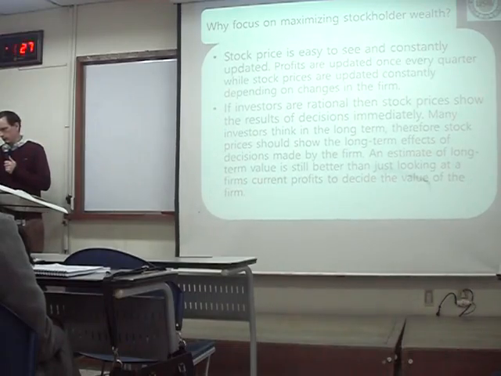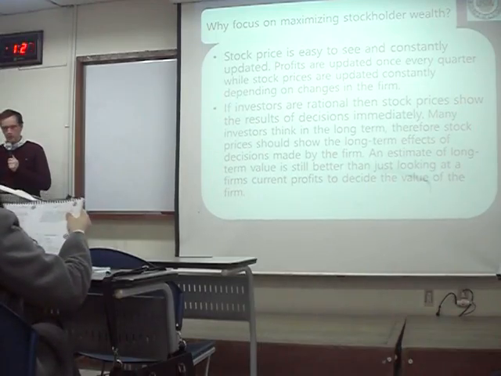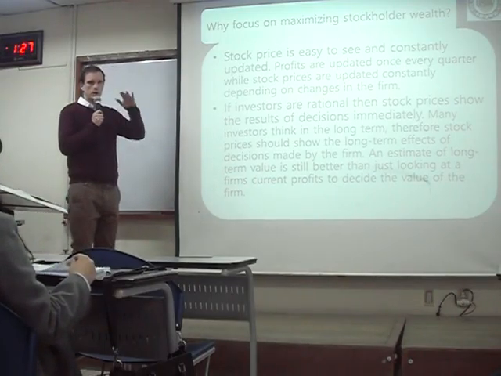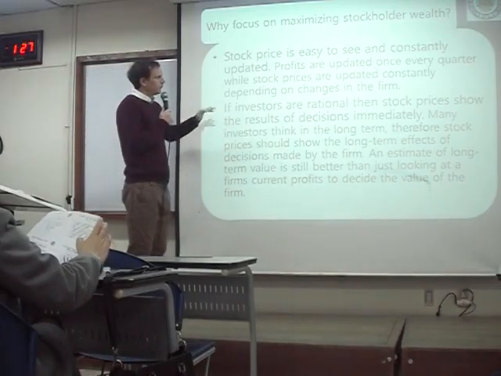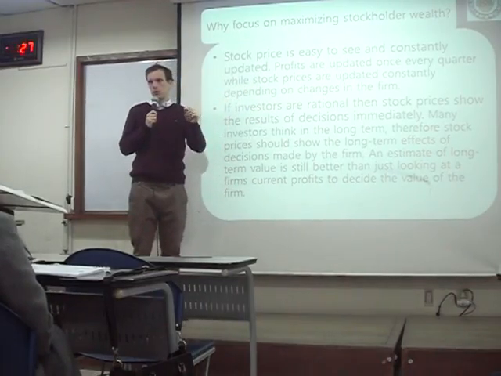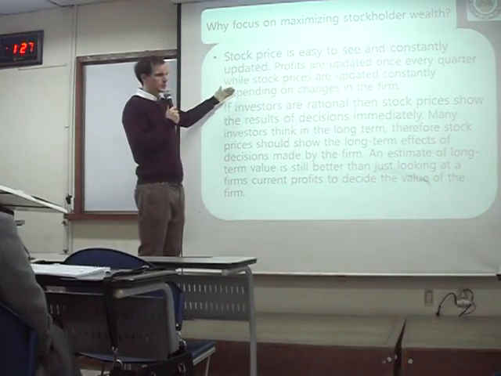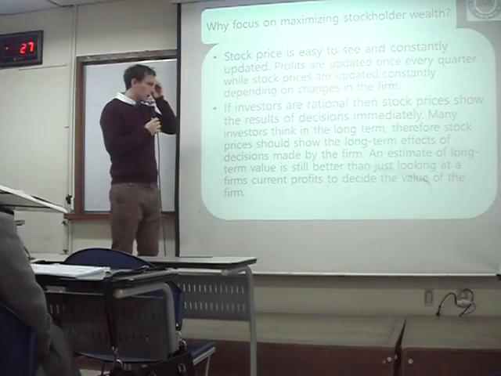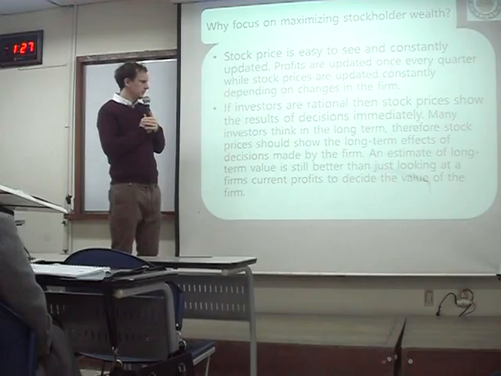So why do we use stock price? Okay? Stock price is easy to see and constantly updated. So it's easy to measure stock price. Stock price is changing every minute. People are buying and selling stock. Okay? Profits are updated once every quarter. So the company only calculates their profits every 3 months, every quarter. But we can see the stock price changing very often. Okay? If investors are rational, then stock prices show the results of decisions immediately.